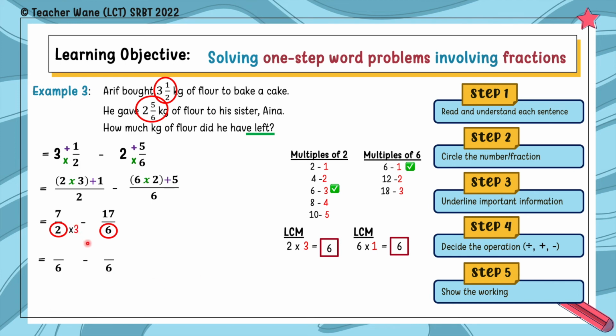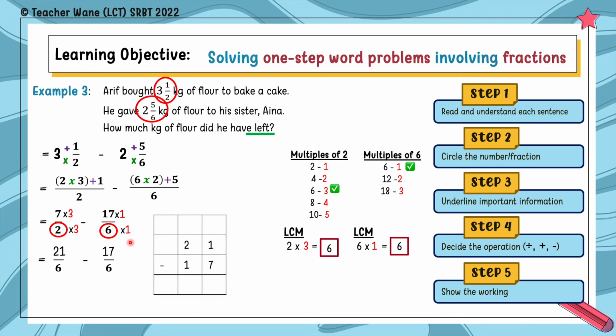So 2 times 3, okay, from here also 7 times 3. So what is 7 times 3? The answer is 21. So 6 times what gives you 6? Times 1. So 6 times 1, 17 times 1. What is 17 times 1? The answer is 17. Okay, next I'm going to show you the working.